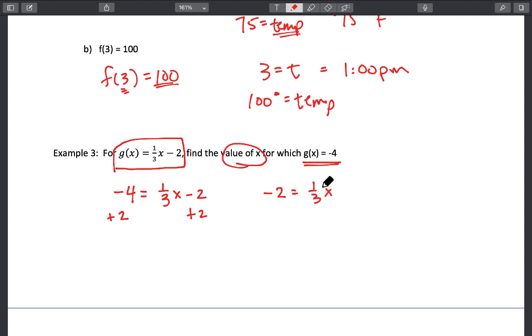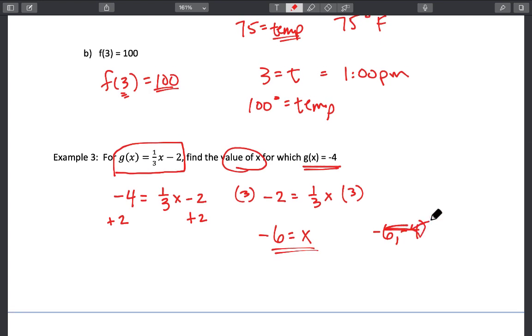To get rid of that 1/3 that's in front of the x, we are going to multiply by the reciprocal of 1/3, which is 3. Multiplying the negative 2 by 3 gives me negative 6. So my input is negative 6 when my output is negative 4. So the coordinate negative 6, negative 4 would be on the graph of this function. Let me erase that there. So negative 6, negative 4 would be on the graph of that function.